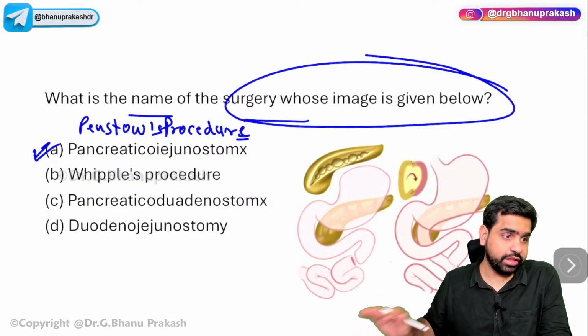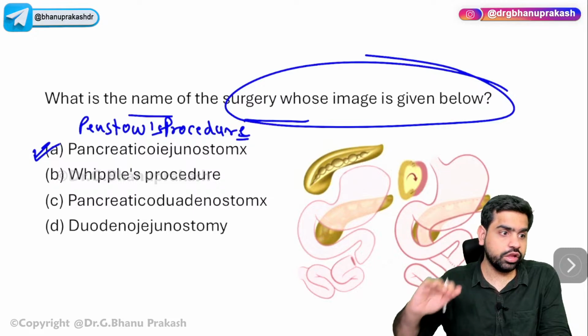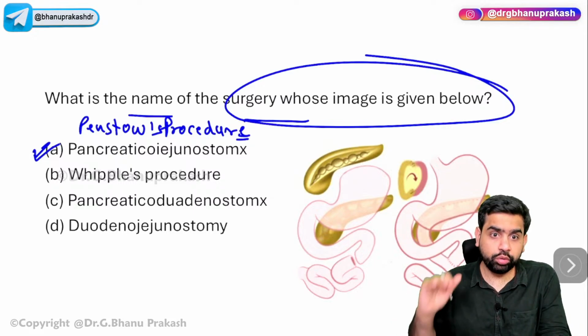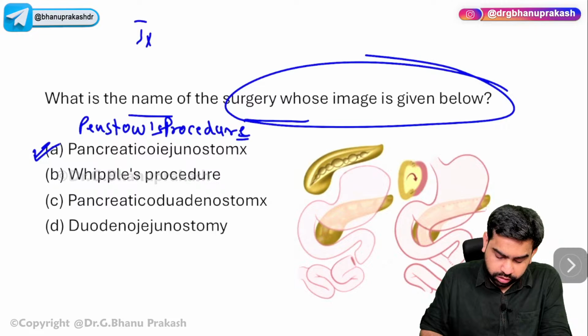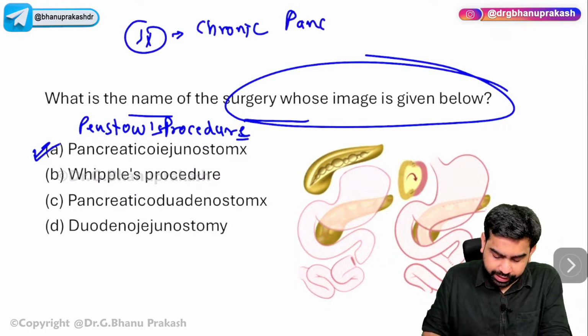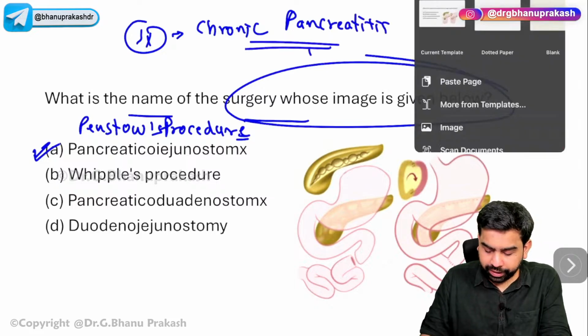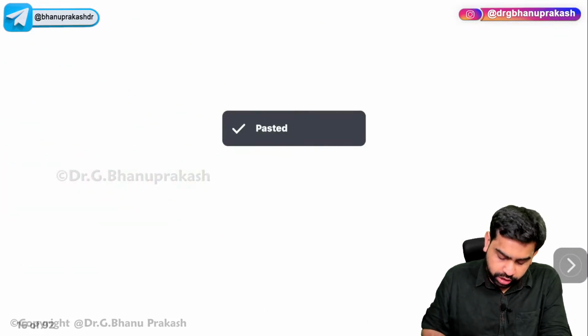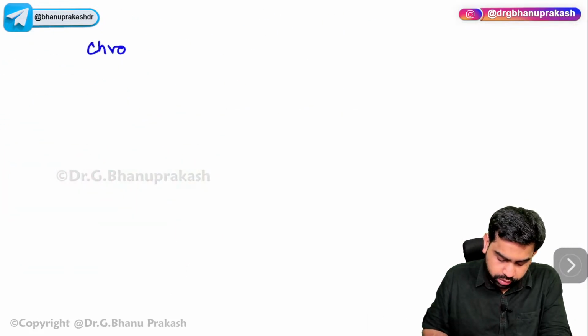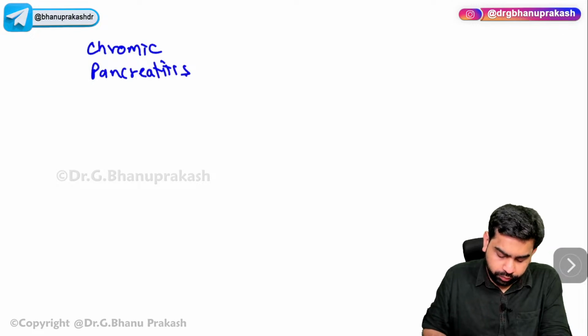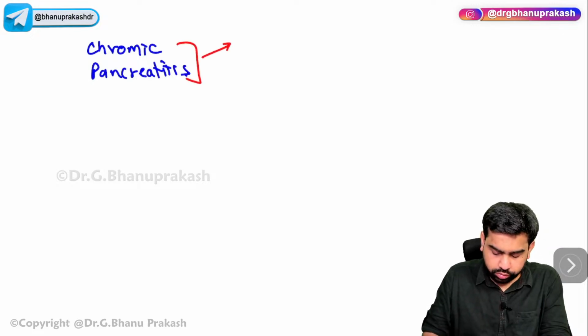So this is not Kasai, this is not a Roux-en-Y. Please try to understand, this is a longitudinal pancreaticojejunostomy, or the Puestow procedure, which is the surgery for patients with chronic pancreatitis. Whenever you come across a patient with chronic pancreatitis, what do you think is the major problem with these patients? These patients will have exocrine insufficiency.